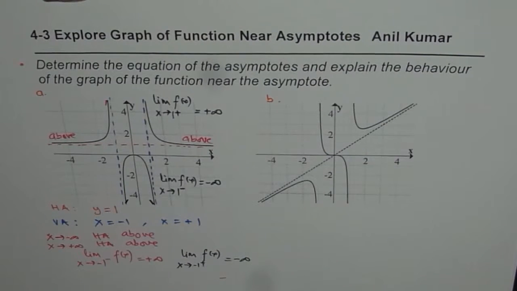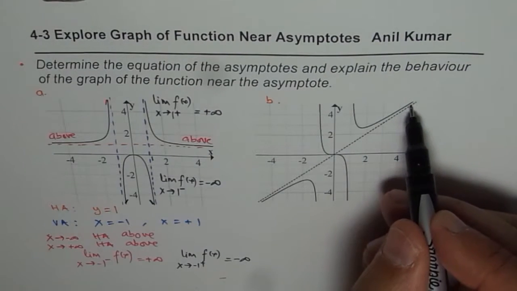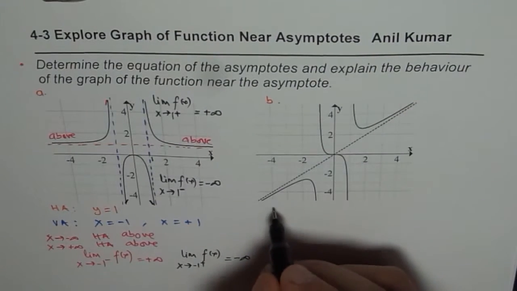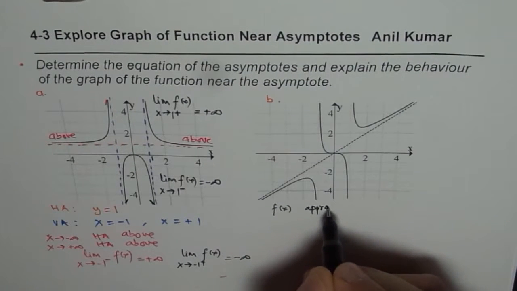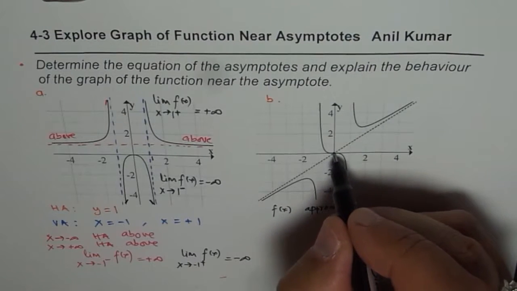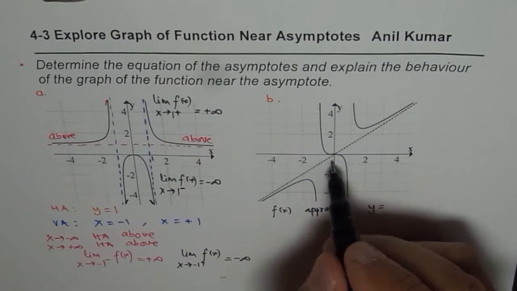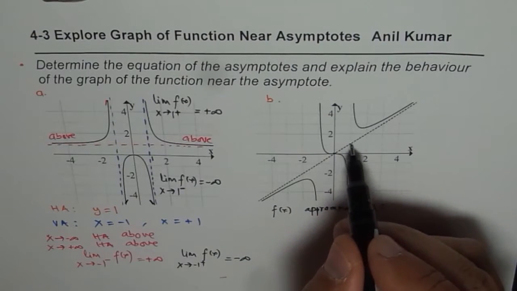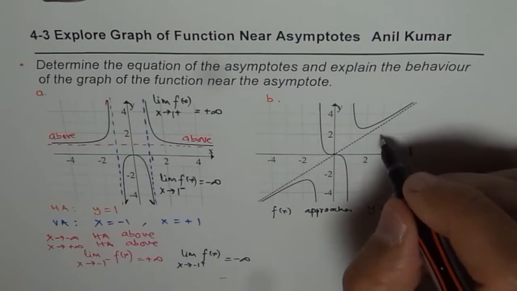Now let's understand the second graph. Here, the function is approaching a line, right? So the function f of x approaches a line. The equation of the line is going through the center, the origin that is. So it is y equals mx plus b, where b is 0 and the slope is 1. So y equals x. The equation of this line is y equals x.